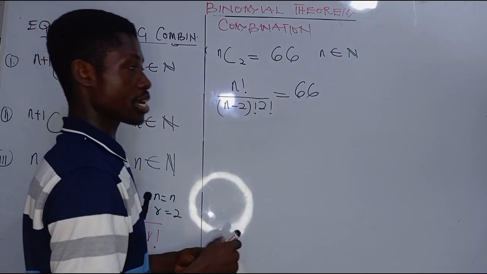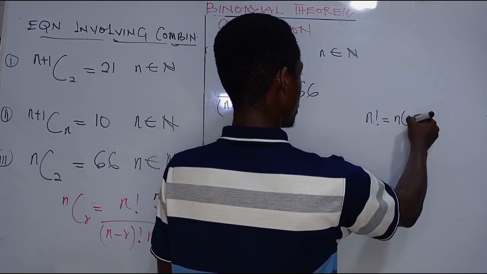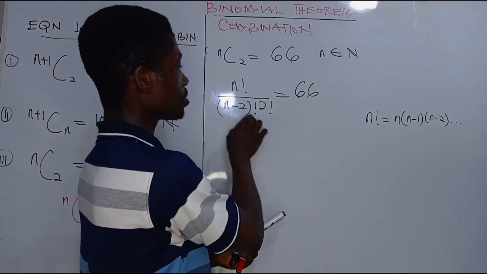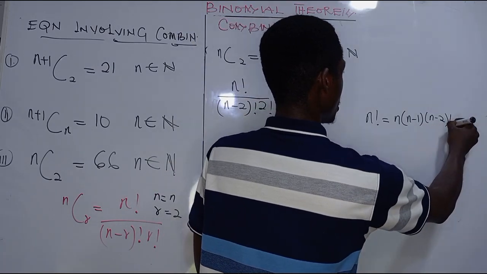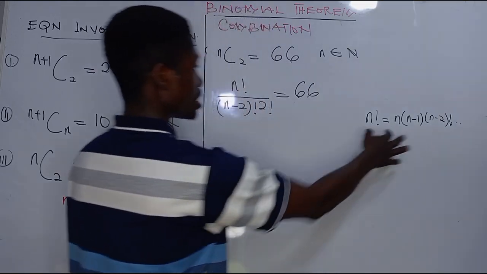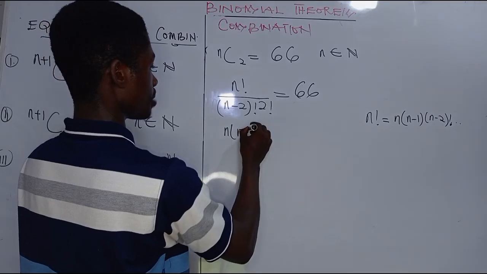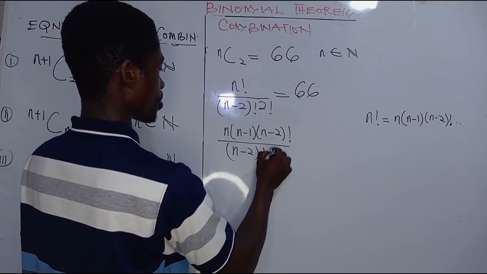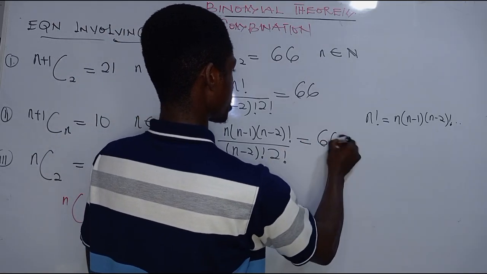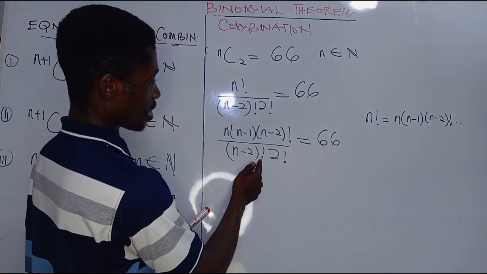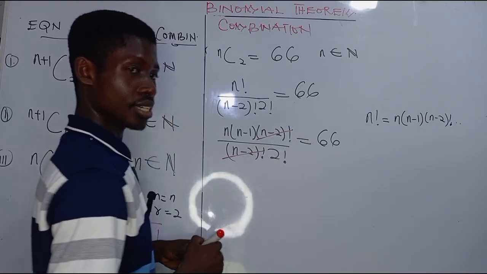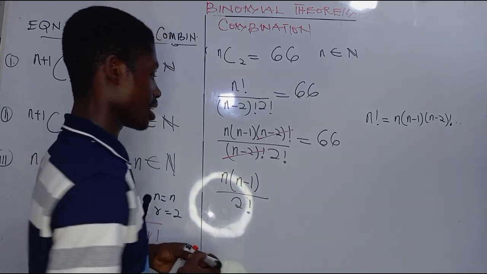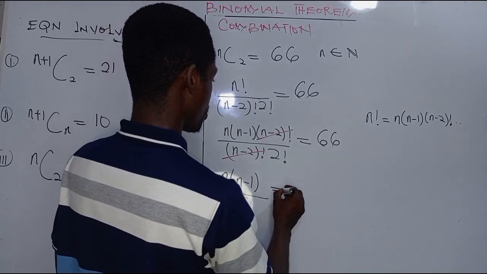Now we have already established that n factorial is equal to n times n minus 1, times n minus 2, and so on. Since we have n minus 2 factorial here, we want to cancel the factorial from it. So in place of n factorial, we are going to substitute that. So we have n, n minus 1, n minus 2 factorial all over this n minus 2 factorial 2 factorial, and this is equal to 66. So realize that we have n minus 2 factorial, n minus 2 factorial. This will cancel this. So we are left with n times n minus 1 all over 2 factorial, and 2 factorial is the same as 2, which is equal to 66.